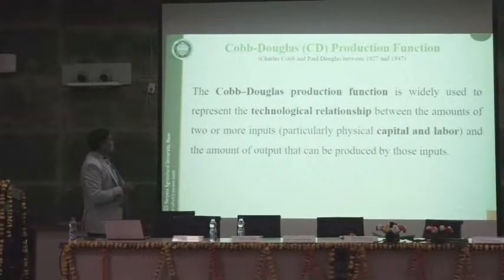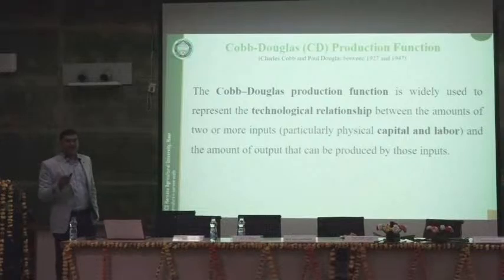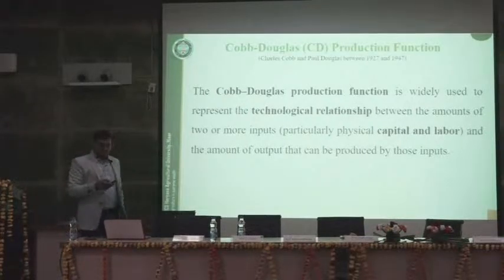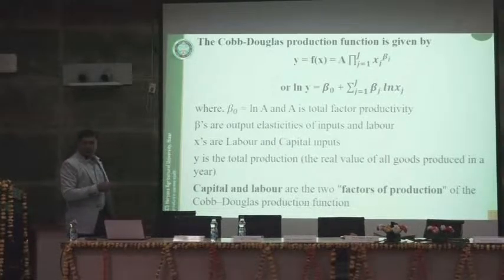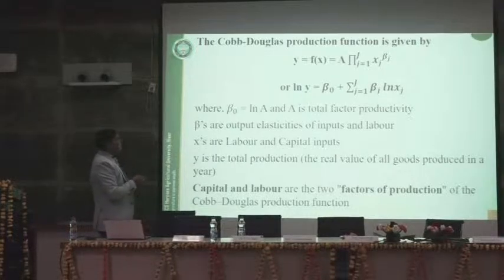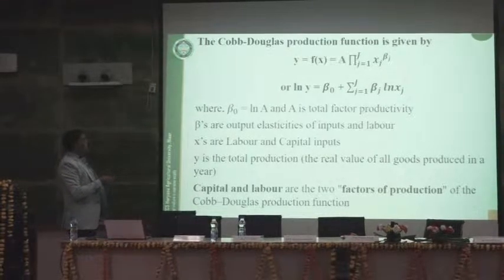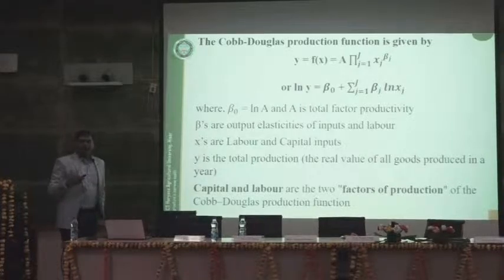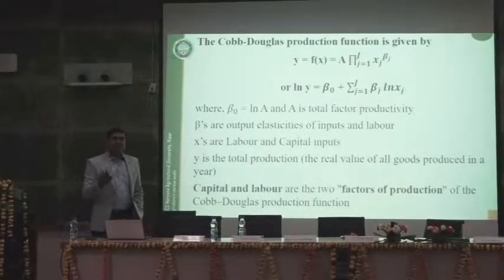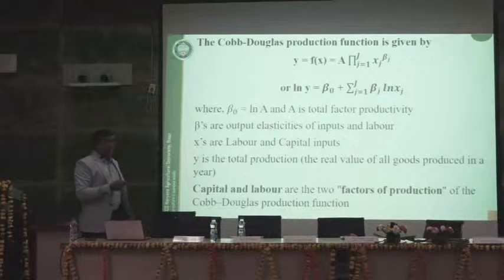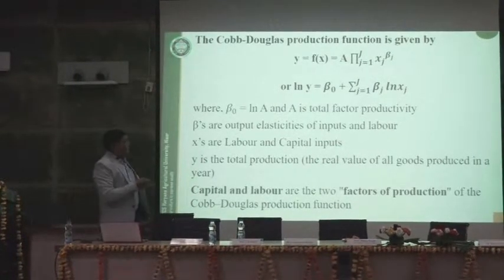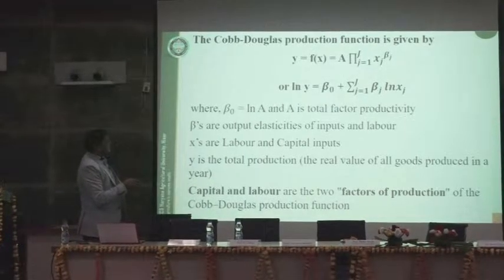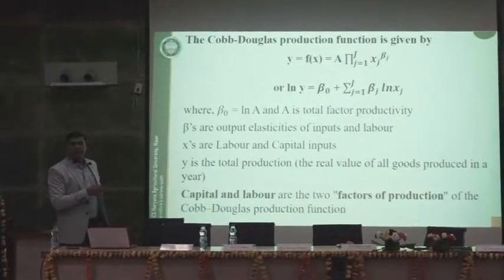Okay. So this is the simple, widely used production function, and this is the functional form of the Cobb-Douglas production function. This y is the output variable, and this f(x) means the function of your x's. The x's mean the inputs. So an input may be your labor, or an input may be your capital. This is the functional form of the Cobb-Douglas production function.